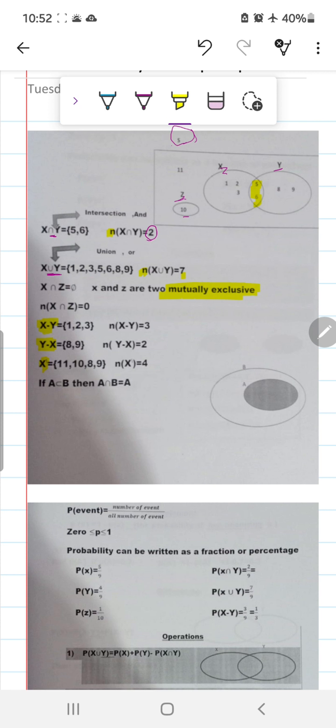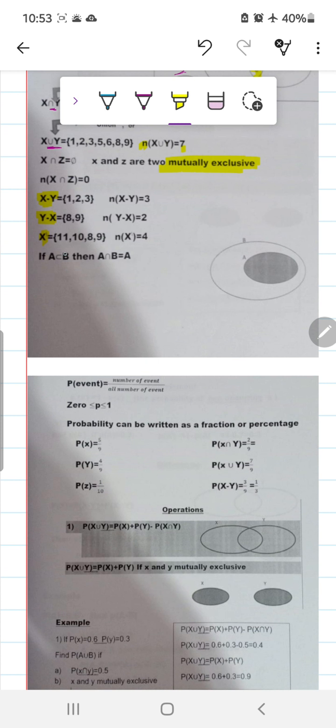Okay, what about Z complement? All elements in the sample space except Z. It means here 11, 1, 2, 3, 5, 6, 8, 9. And finally Y complement. It means 1, 2, 3, 10, 11 and so on.